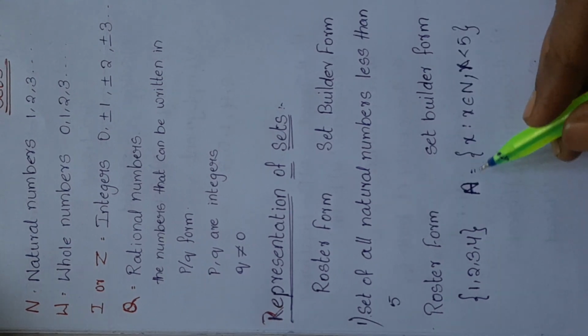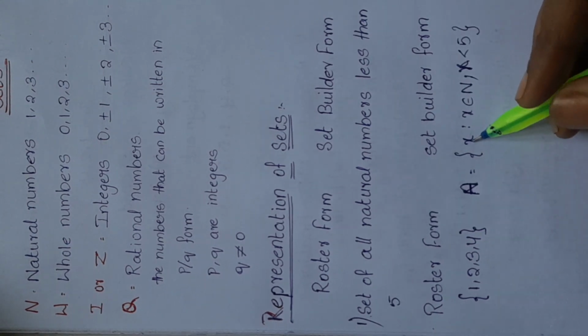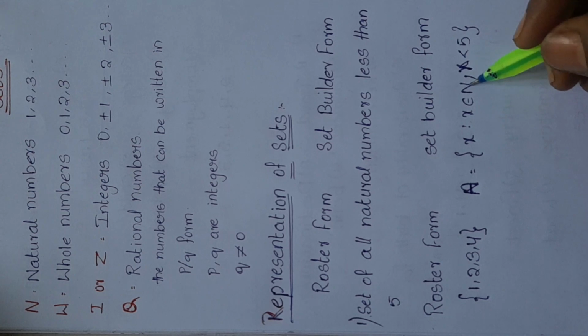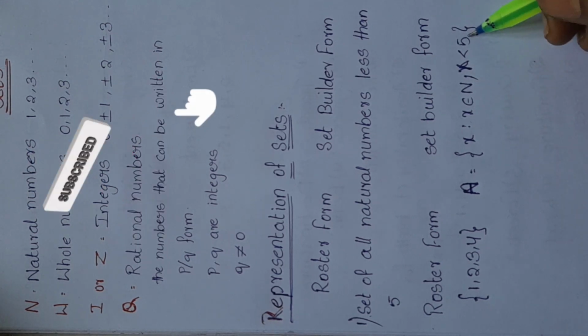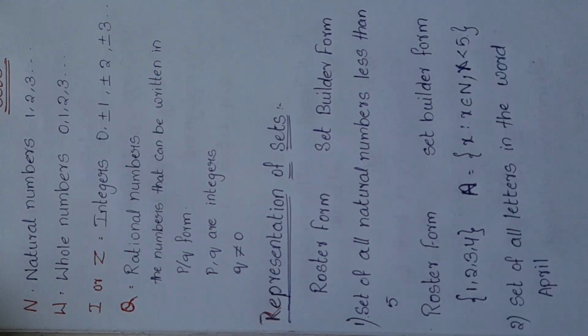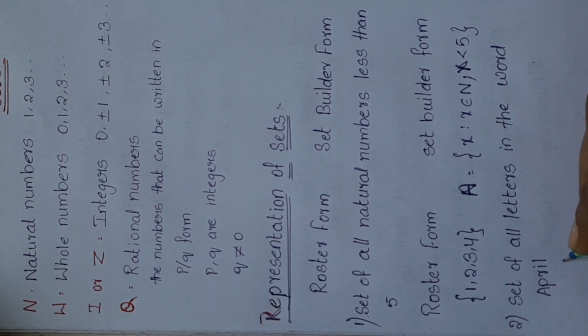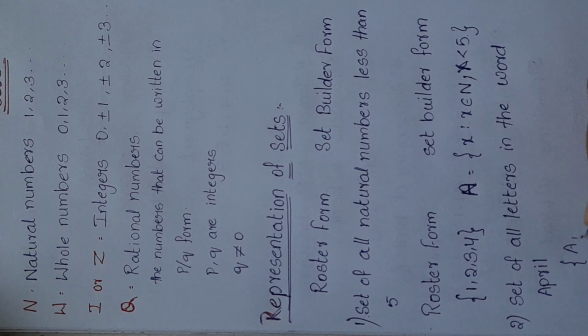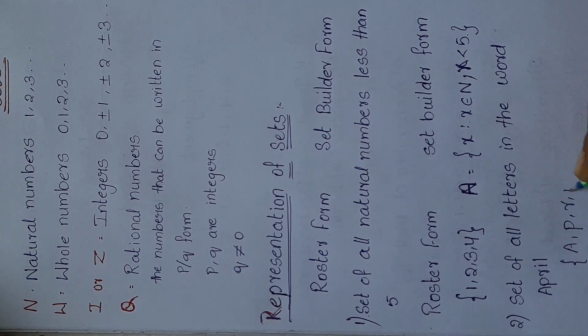Here, take a set A is equal to, keep the flower bracket, take a representative x. x belongs to the natural numbers N and x should be less than 5. This is the set builder form. The second set is the set of all the letters in the word April. Now the roster form is A, P, R, I, L. This is the roster form.